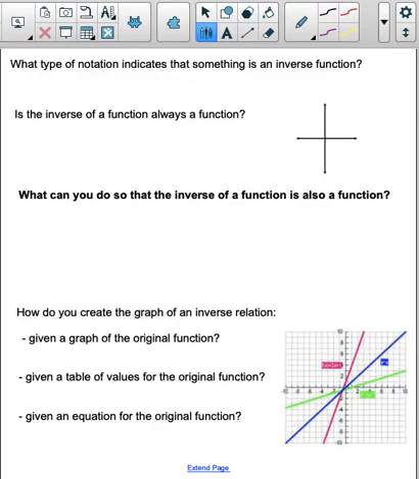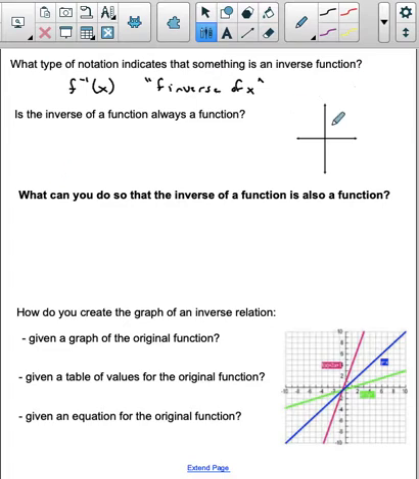So if we want to indicate that something is an inverse function, or a relation is the inverse of a function, we use that little -1. So the notation for f inverse is that, okay? And if you wanted to say it in words, it's like f inverse of x, or at x, okay?